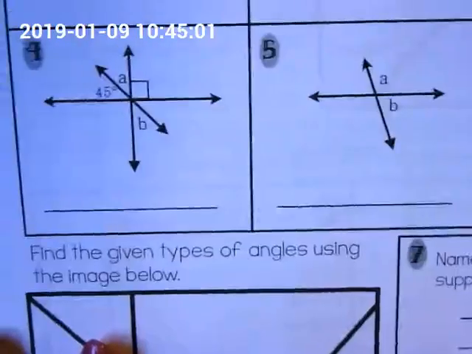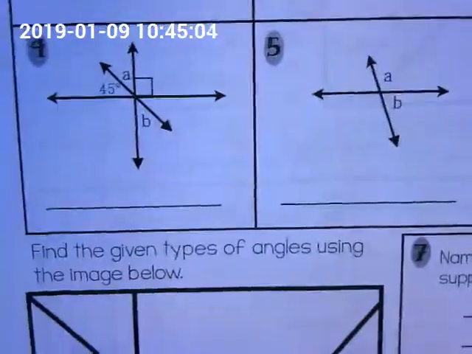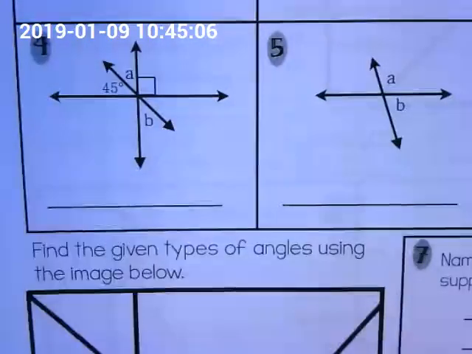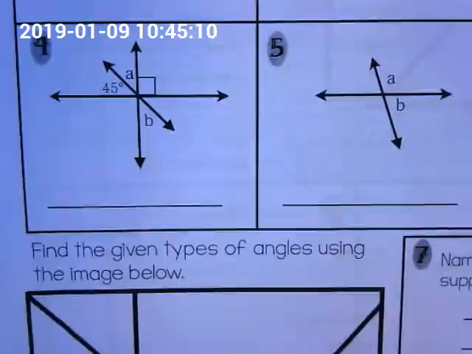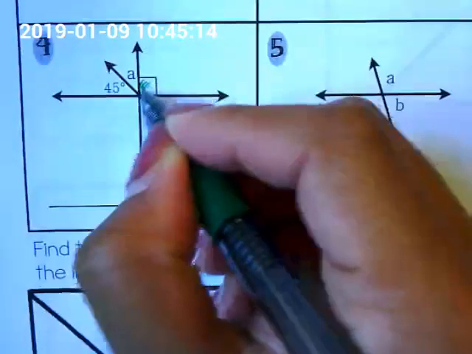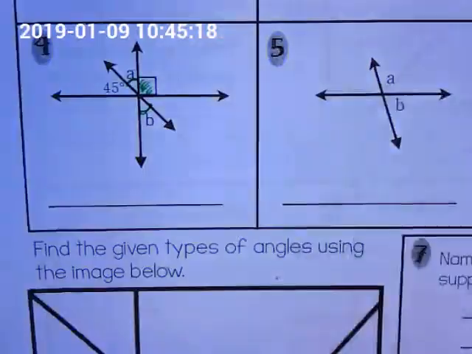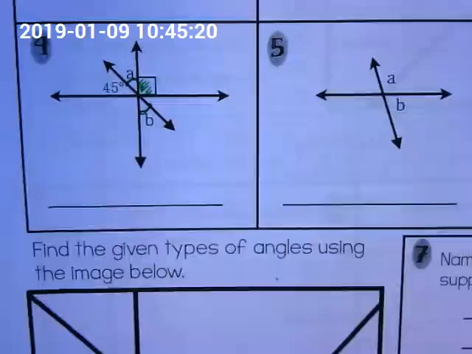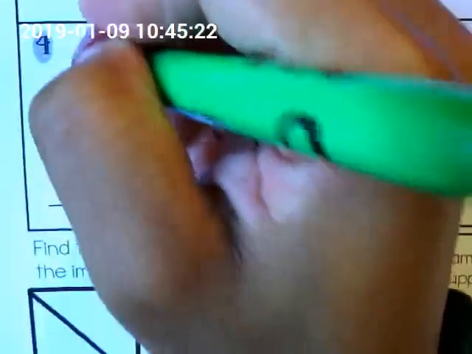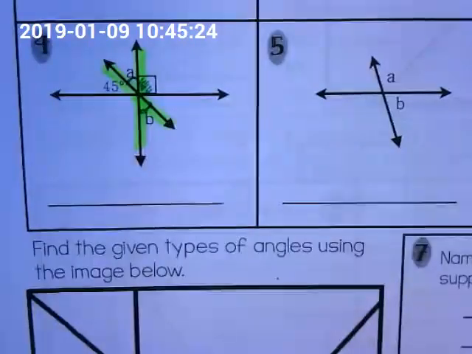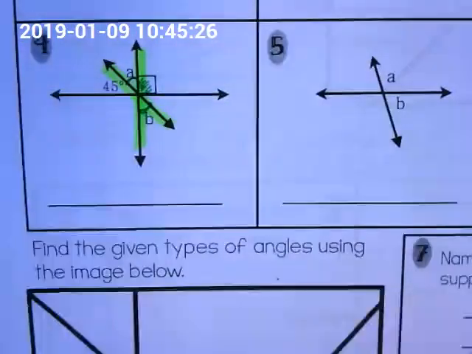All right? For the 4th one, I want y'all to pay attention to the angles they're telling you to look at. On this one, they're telling you to look at angles A and B, not angles A and 45. A lot of people put complementary because they saw this 90 degree angle. But we're looking here at A and here at B. These 2 angles are formed by these 2 intersecting lines. Therefore, they are vertical.